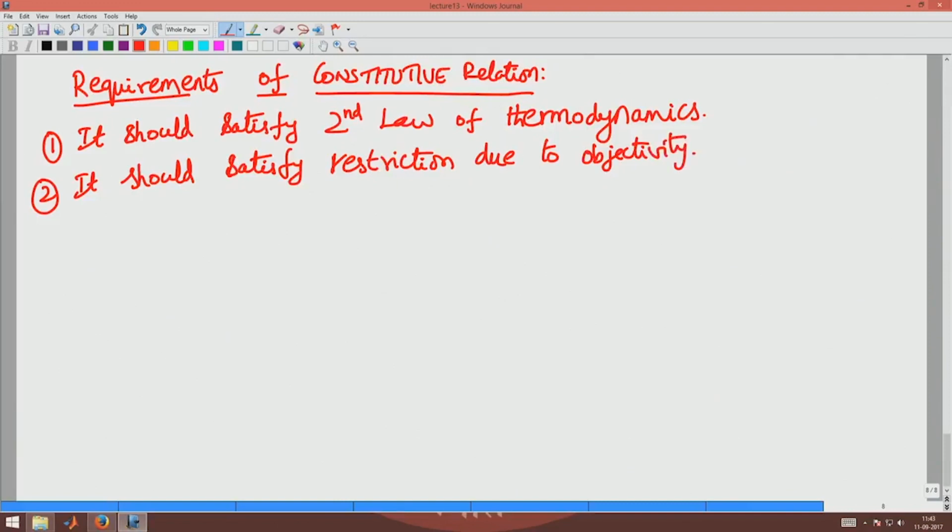What the second restriction means is, it does not matter whether you do an experiment in India or in America or on the surface of the moon or on Mars, the constitutive relation that you infer for a given material should be independent of where you do the experiment. That is the restriction due to objectivity. Irrespective of where you do the experiment, the constitutive relation for a given material will not change.